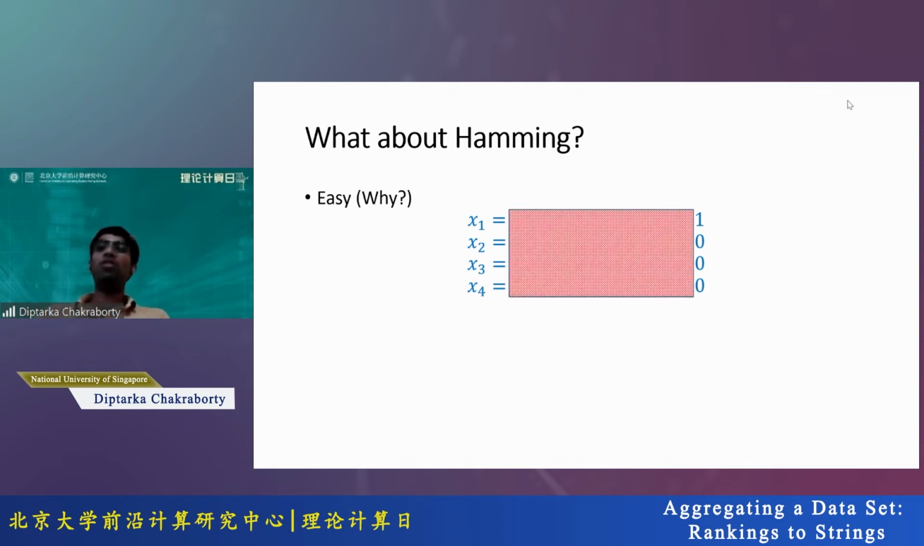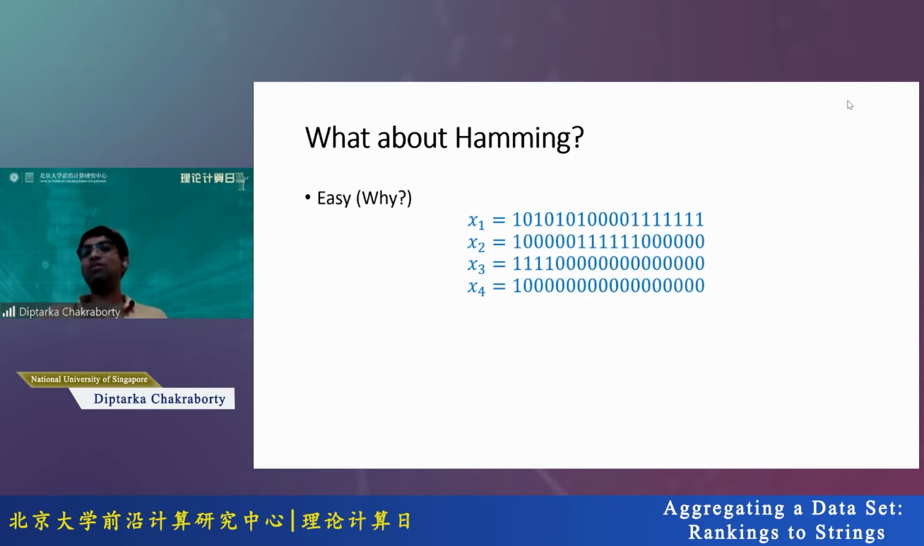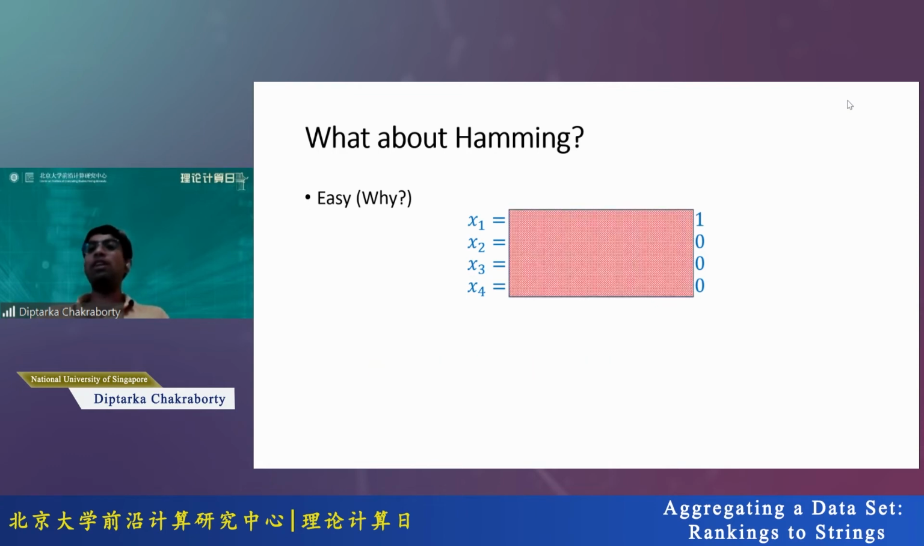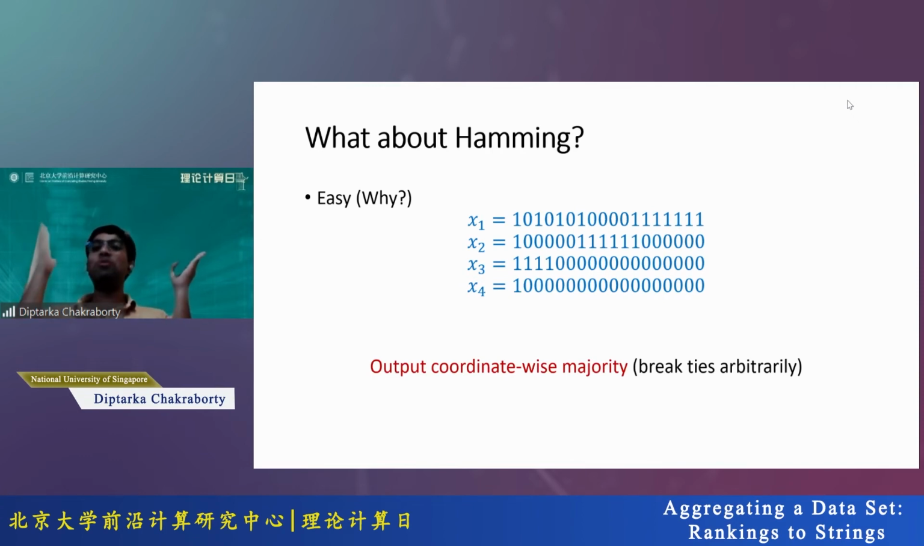If you just consider a single position, suppose x1 is 1, x2 is 0, x3 is 0, and x4 is 0. What is the median? It is essentially 0. So if you take the coordinate-wise majority, whatever the majority element is for that coordinate will minimize the sum of distances. Since the Hamming distance is computed coordinate-wise by definition, it is perfectly fine to optimize coordinate-wise. So if you output the coordinate-wise majority string, that will be the exact median, not just an approximate median. And this runs in linear time, because we just have to compute the coordinate-wise majority.